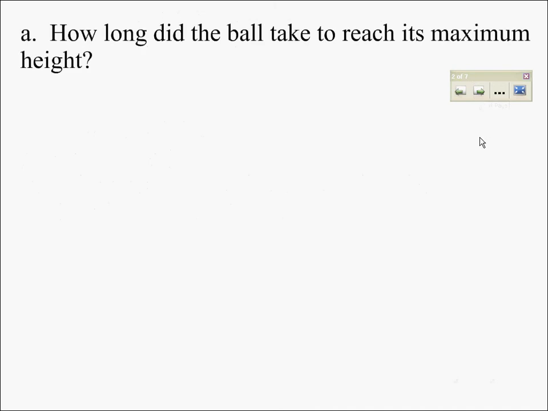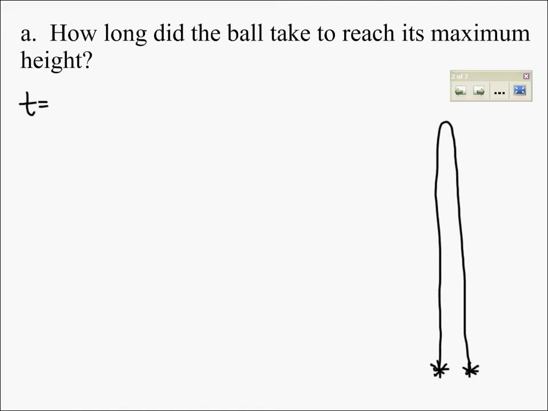So let's draw an illustration. The ball goes up and comes straight down. It's let go and returns back to its starting point in a total time of 0.800 seconds. So I'm going to add t total at the bottom, or as a subscript to the time.